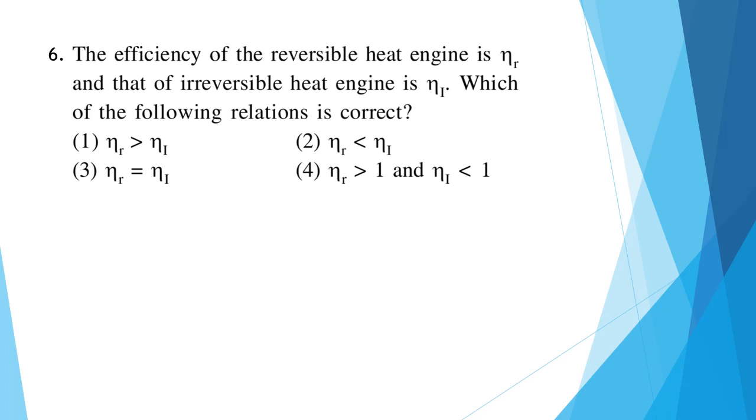Question 6. The efficiency of the reversible heat engine is eta R and that of irreversible heat engine is eta I. Which of the following relations is correct? Now you should always remember that the efficiency of a reversible heat engine will always be greater than the efficiency of irreversible heat engine. Therefore, the correct answer here will be option 1.